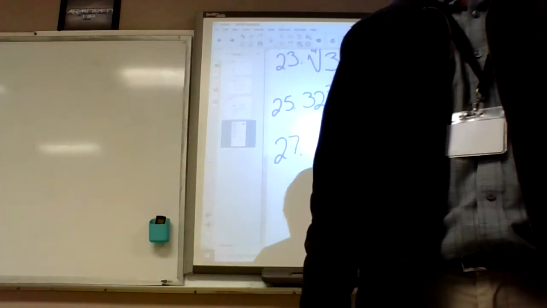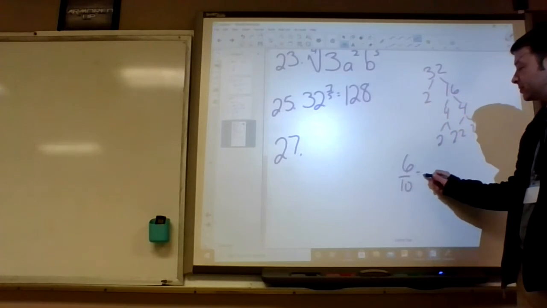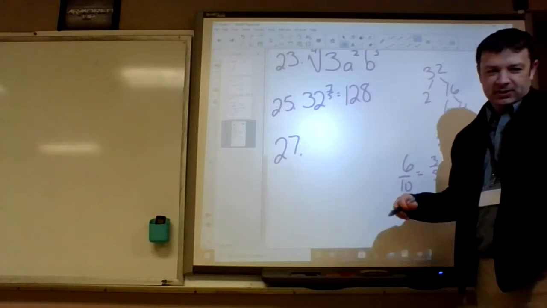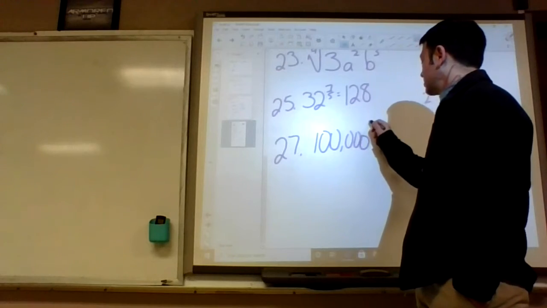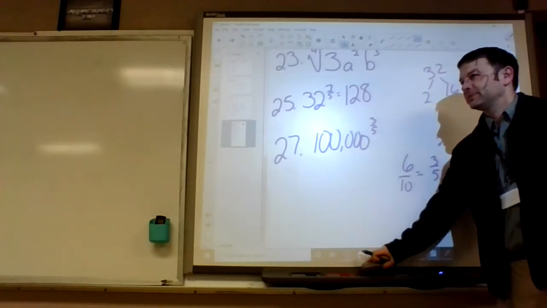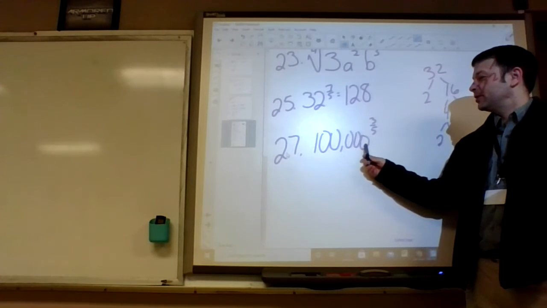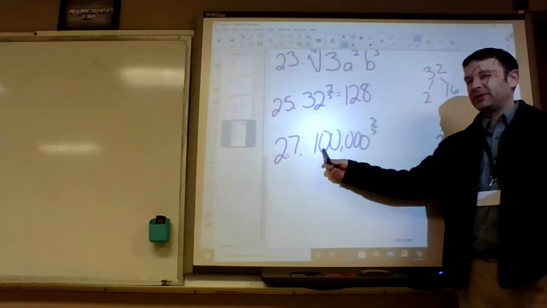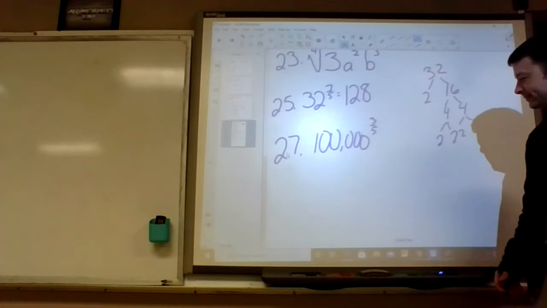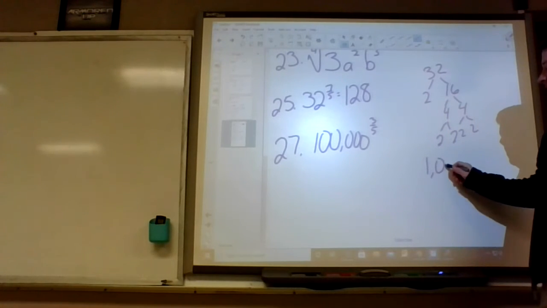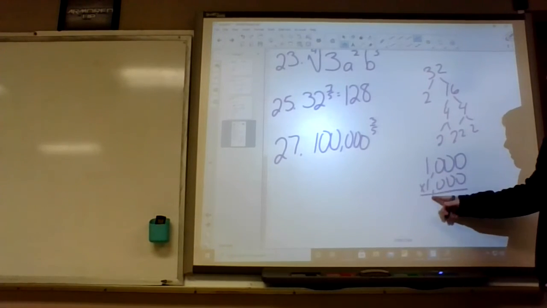27. What's 0.6 as a fraction? 6/10, which reduces to 3/5. Okay, what's the fifth root of 100,000? What multiplied by itself 5 times equals 100,000? Probably 1,000. What's 1,000 times 1,000? A million.